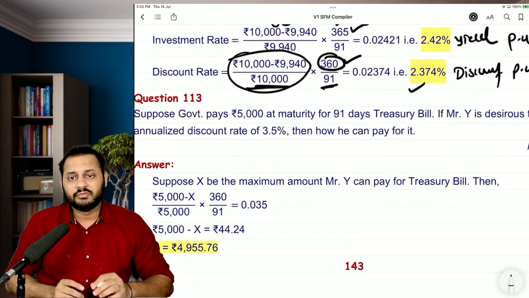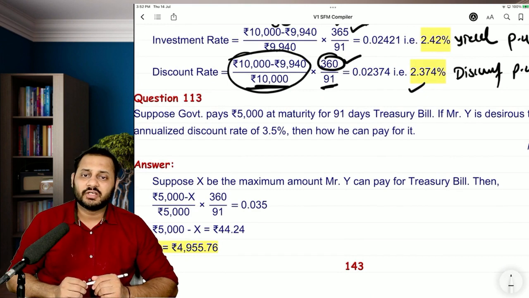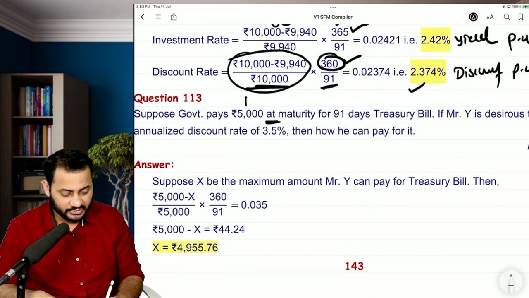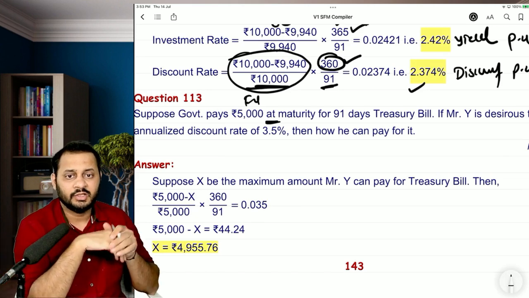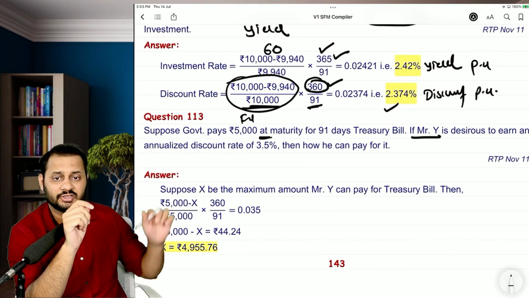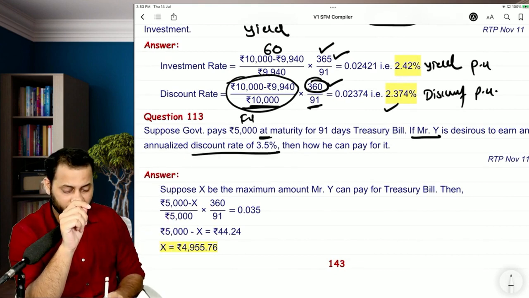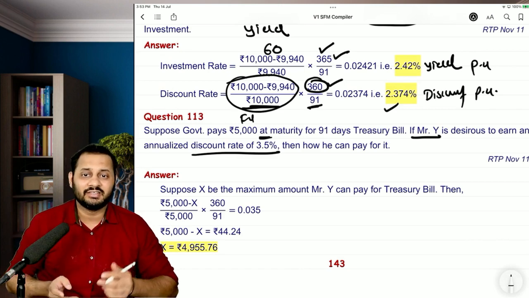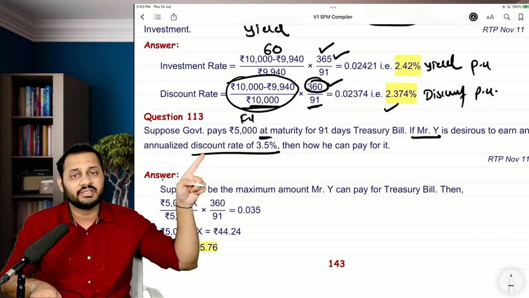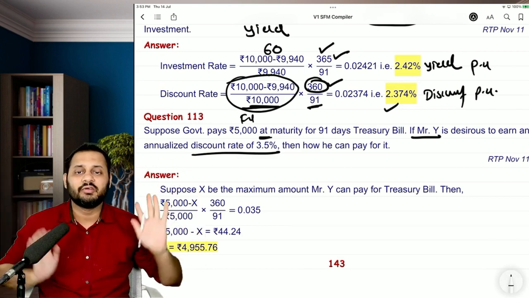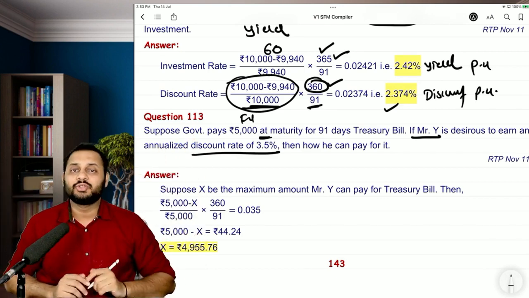Okay. Question number 113. Suppose the government pays 5,000 rupees at maturity for 91 days. At maturity. So this is the face value or the redemption value. For a 91 days treasury bill, if Mr. Y, the investor, is desirous to earn an annualized discount rate of 3.5%. He wants to earn a percentage, but that's not yield. They are saying the 3.5% is the discount rate. According to him, the bank's discount should be 3.5%. The bank's discount should be 3.5%.